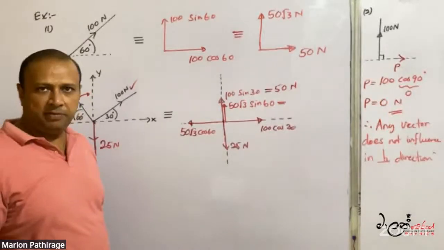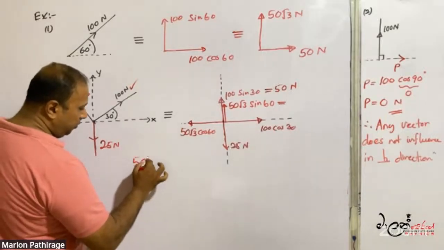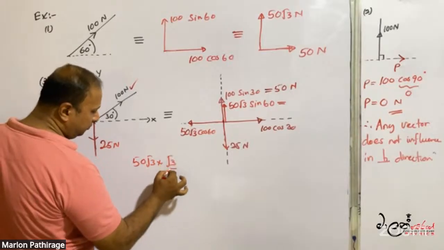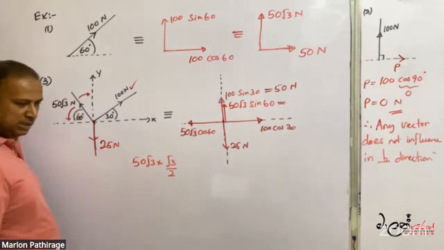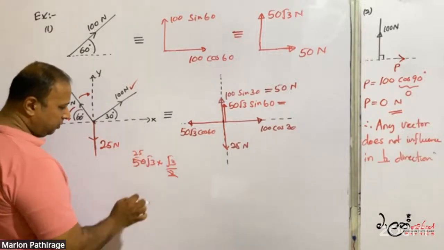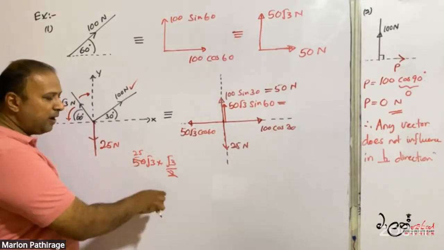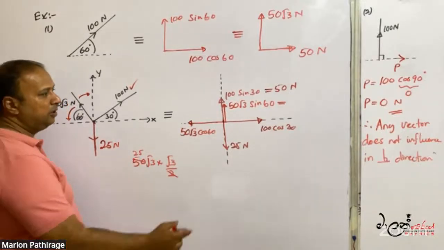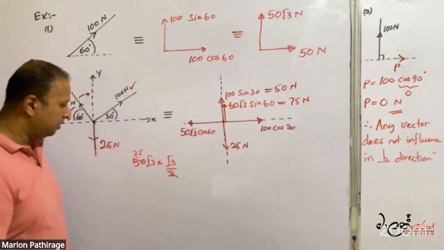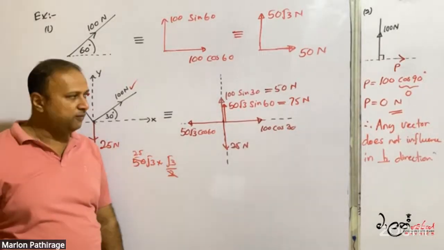Sin 60 means root 3 over 2. That means 50 root 3 into root 3 over 2. The 2 and 50 cancel out, giving 25. Root 3 into root 3 means 3. 25 into 3 is 75. Therefore, this one is equal to 75 Newton.